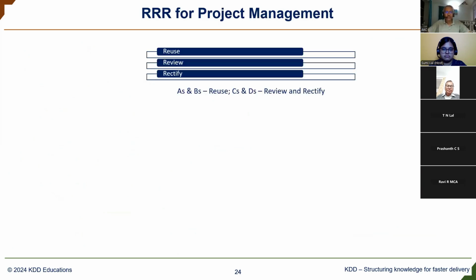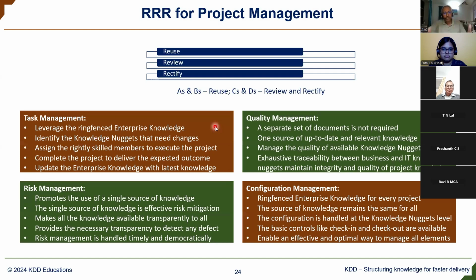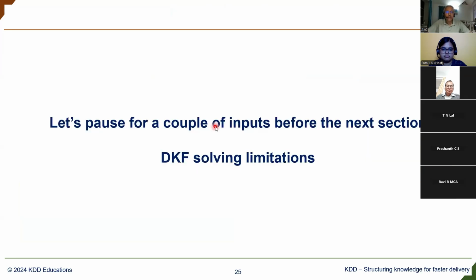And for project management, we call it RRR, which is reuse for A and B together, where we are putting those knowledge, pulling those knowledge. And next to R is review and rectify, which is like test, validation, quality management, all those aspects. I'm just rushing through the AKM part because I'm just covering it at a high level. I'm not getting into too much detail because the focus for us is more on the DKF.